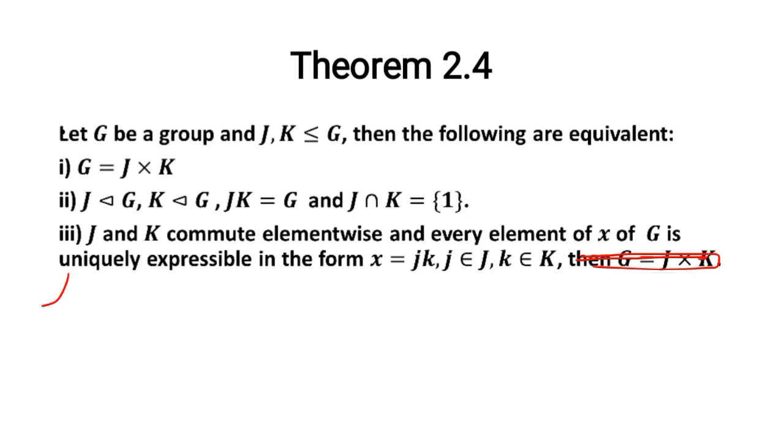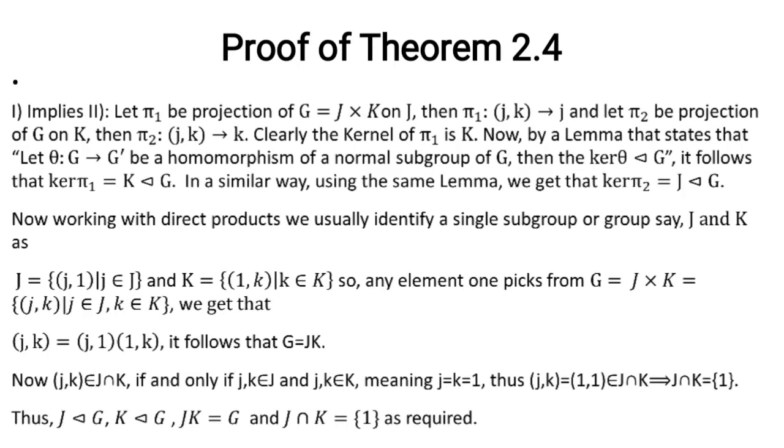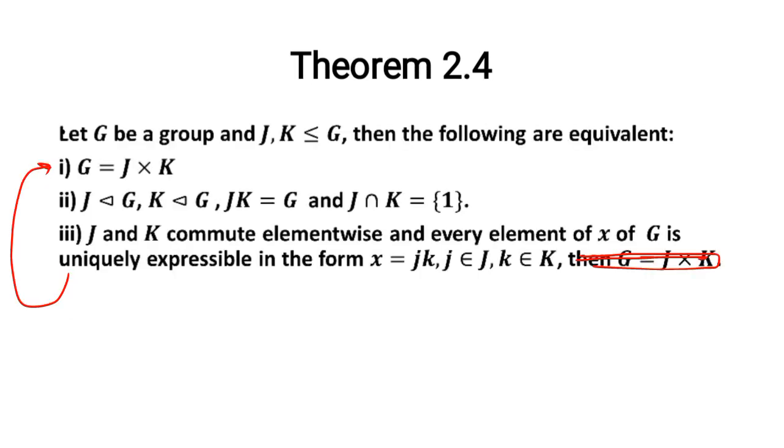It's the knowledge of this that gives you this. Okay, so let's continue. We want to prove that I implies II. So what is I? It is saying we have a direct product. We want to show that this will hold. So that's what we want to do.